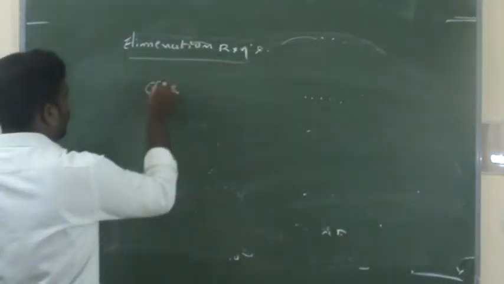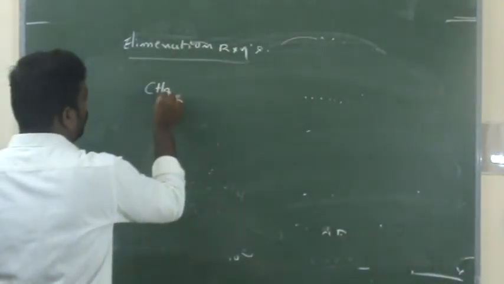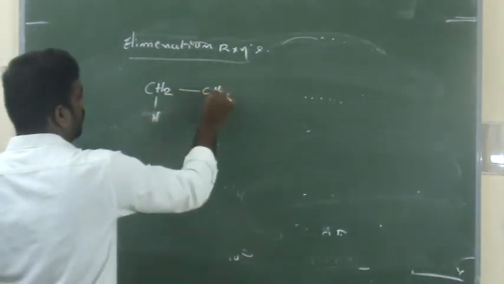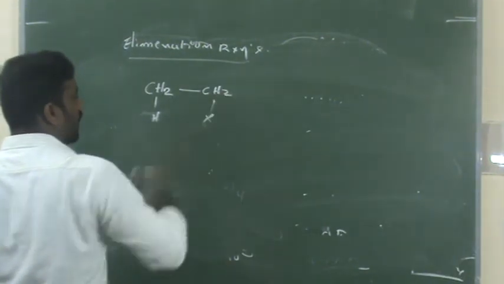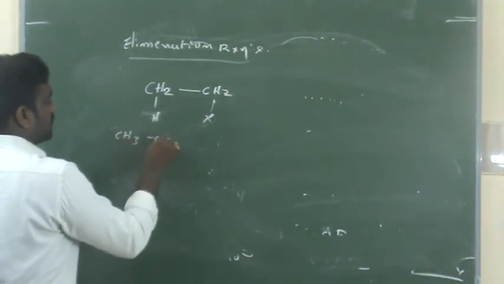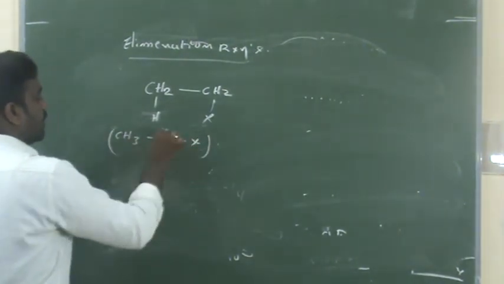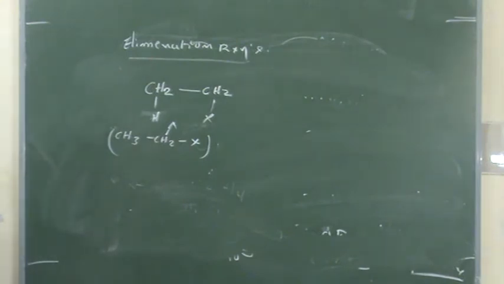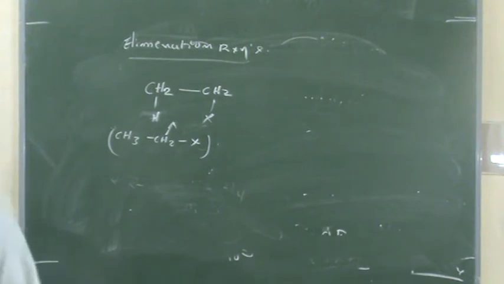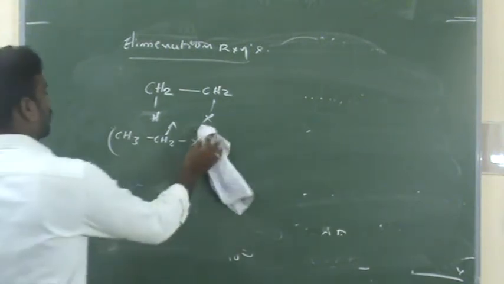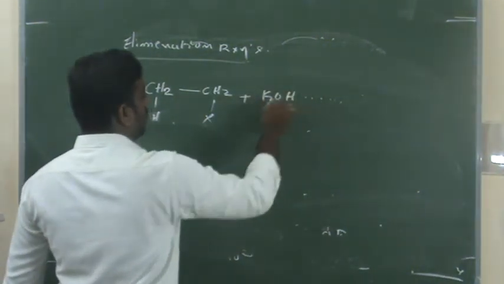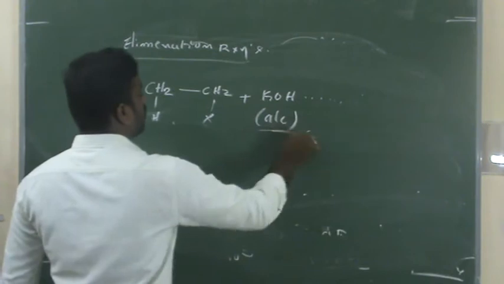Suppose, for example, I take CH2H and here CH2X. This is called an alkyl halide. Simply, we can write CH3CH2X. I am writing it in expanded form just for understanding purposes. Then this reacts with alcoholic KOH. I said it is only alcoholic, not aqueous, it should be alcoholic.